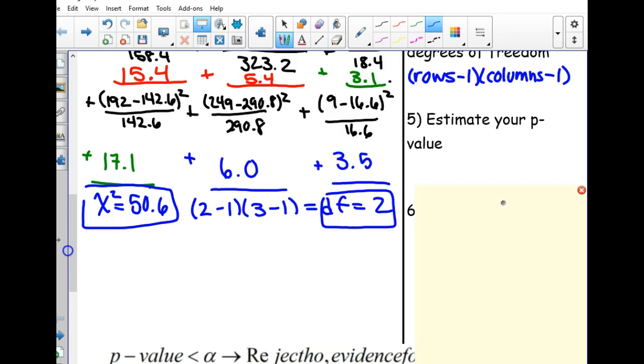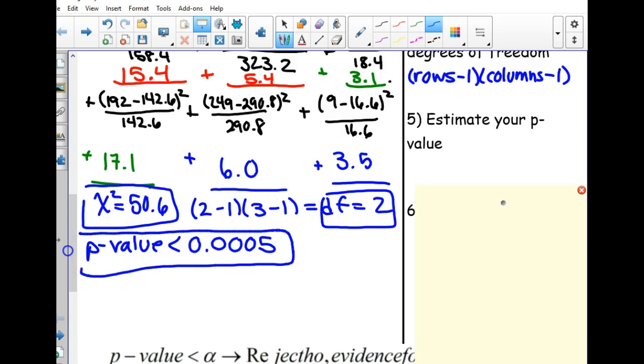Okay, when I go to degrees of freedom 2, I go all the way across. What do you guys notice about your chart? We go off the chart, which means our p-value is less than 0.0005. Unless we have a graphing calculator or we use our computer, we don't know the actual p-value. We just know that it's very low.